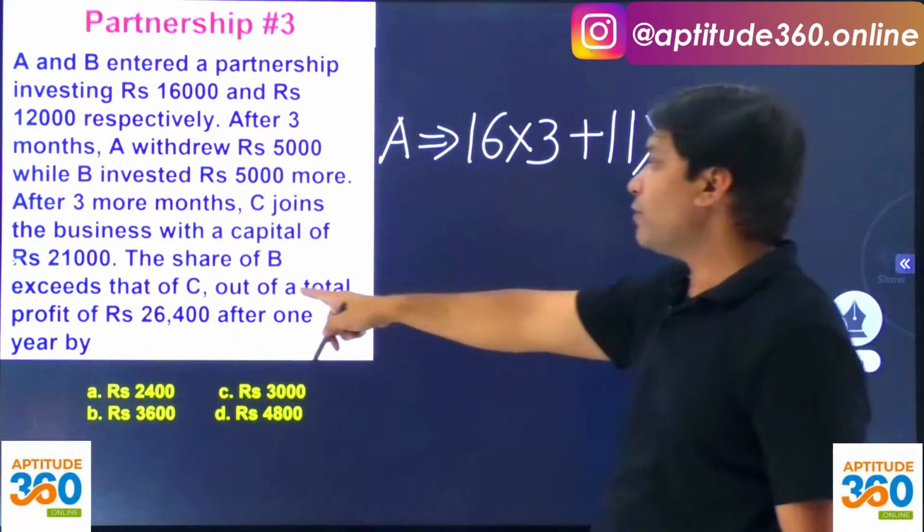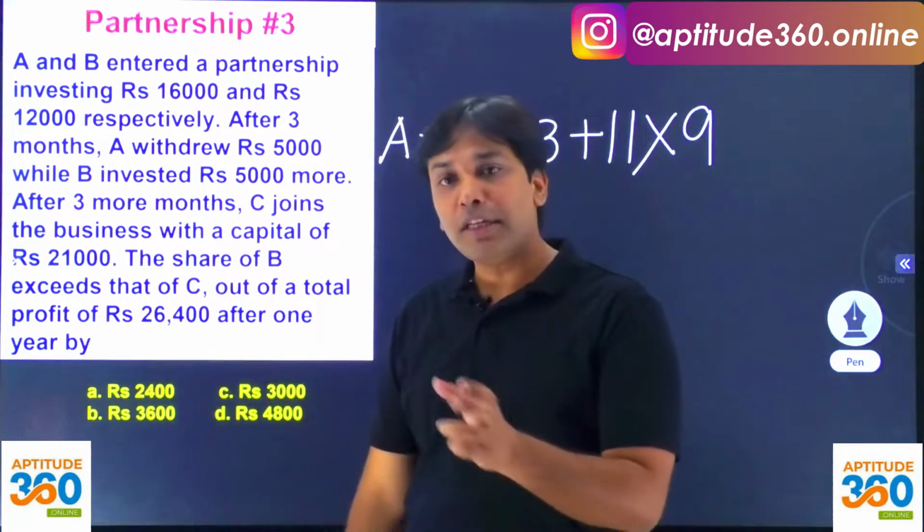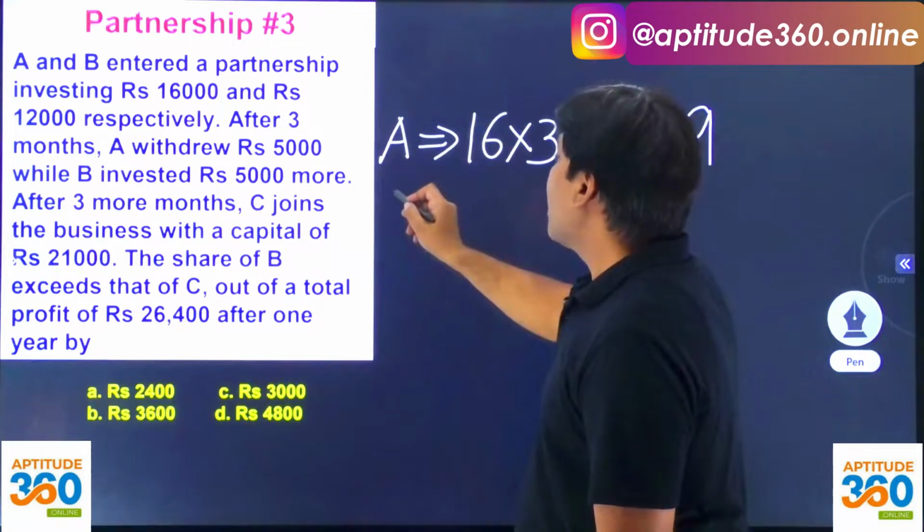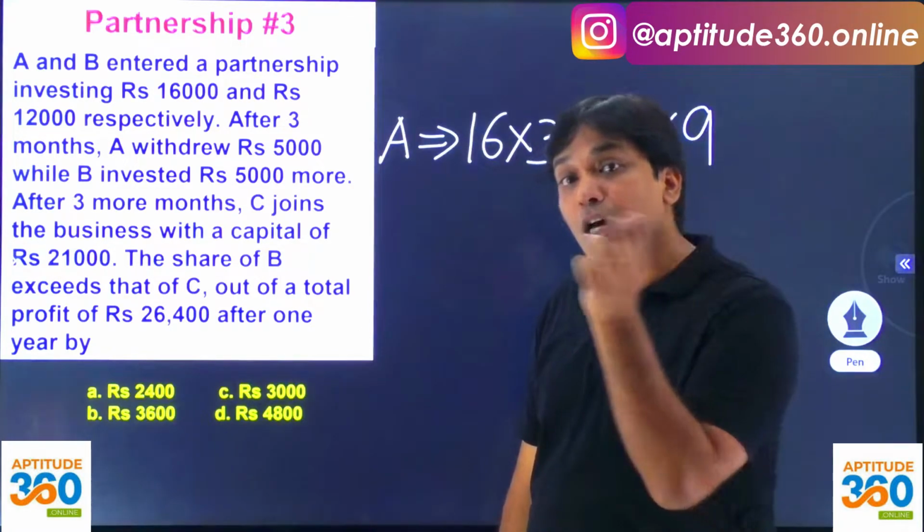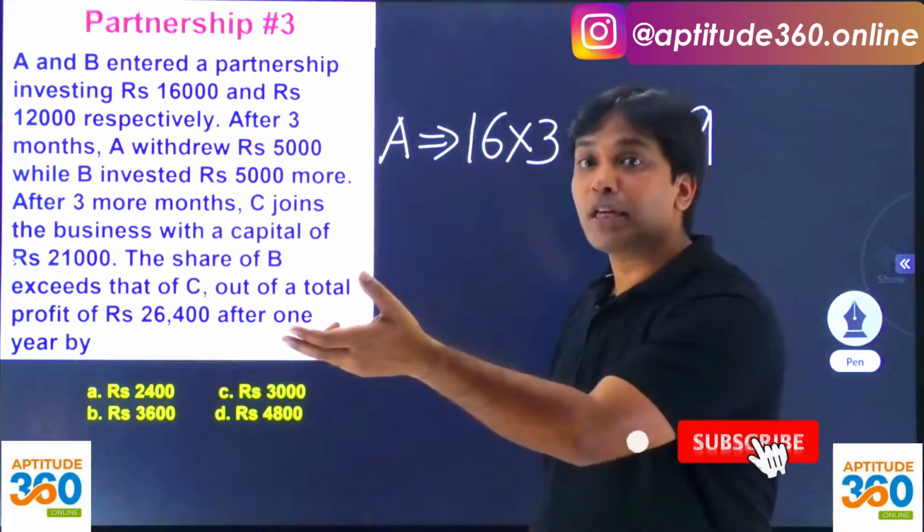Because the business is there for how many years? 1 year. So 11 into 9 months. अब आप टाइम को या तो सारे के सारों को ईयर्स में लिखोगे या तो सारे के सारों को मंथ्स में लिखोगे, यही तो आप करोगे.